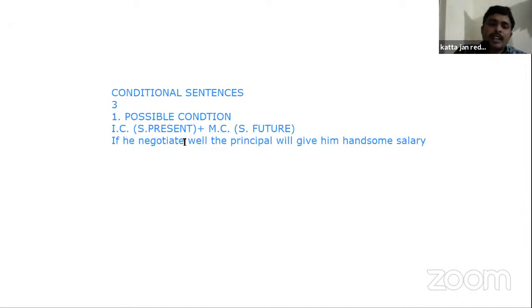So, okay, let me tell you. Here is the mistake. There should be negotiates. If he negotiates well, why negotiates? Because the subject is singular and it is simple present. So there should be V5, not V1. So if he negotiates well, the principal will give him handsome salary, right? So this is the sentence we have for this probable condition.